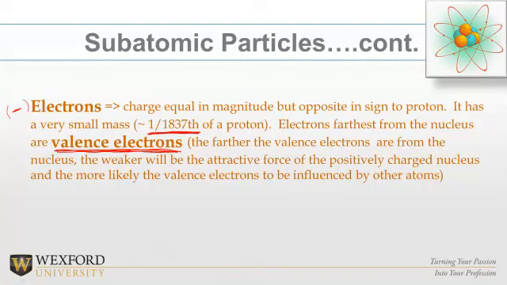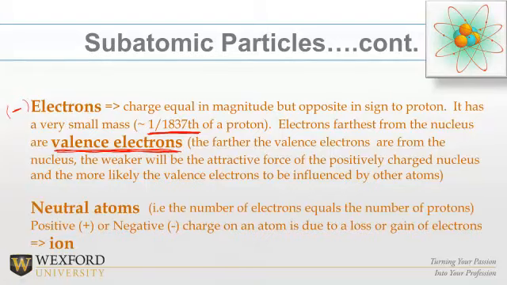Now, the farther the valence electrons are from the nucleus, the weaker the attractive force between the positively charged nucleus from the protons, and the more likely these outer valence electrons, the outside electrons, will be influenced by other atoms. And this is an important concept. It's the outer shell electrons, these valence electrons, that are going to actually have all the reactivity. So I just threw a lot at you.